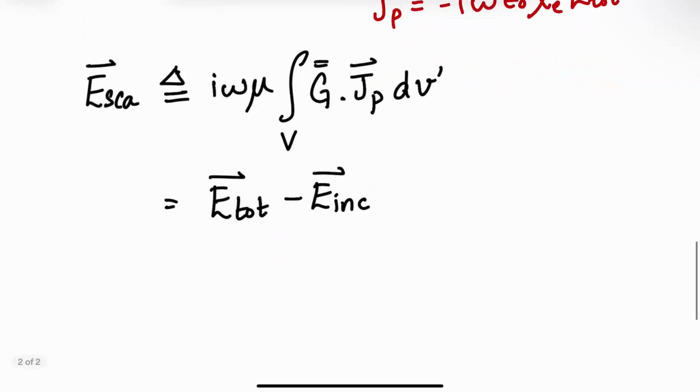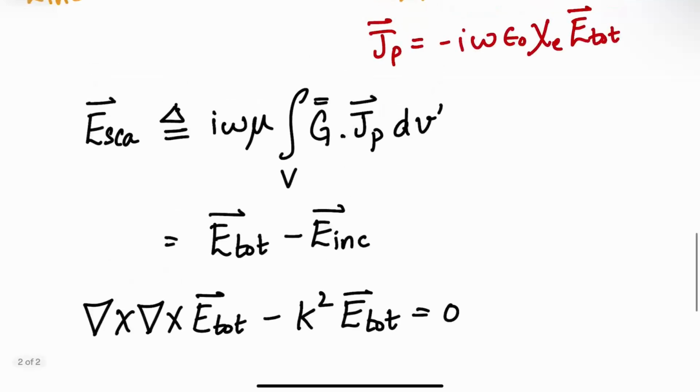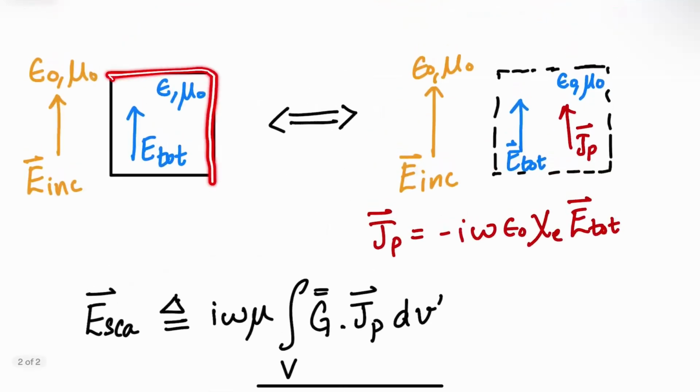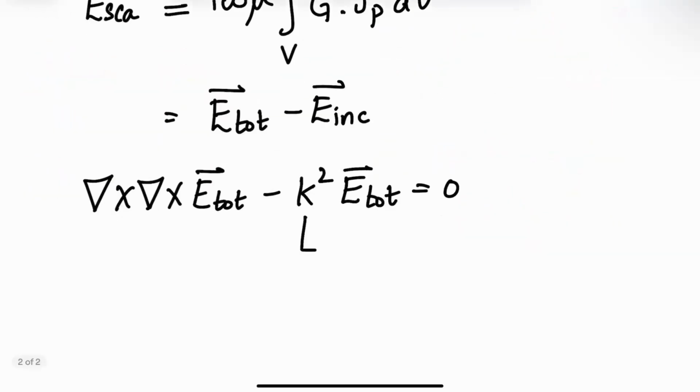And it also says that E total satisfies this wave equation: curl curl E total minus k squared E total equal to 0, which is the source-free wave equation in this case. So in this case, there are no sources, it's just material. So E total should satisfy that wave equation in here, where this k is omega square root of mu epsilon. It's not the free space k.